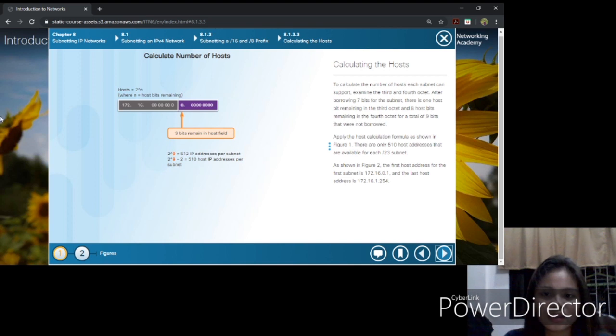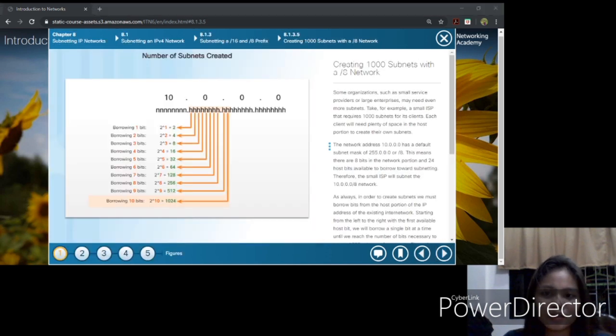Next is calculating hosts. To examine the third and fourth octet after borrowing 7 bits, the subnet has the 1 bit remaining in the third octet and the 8 bits remaining in the fourth octet. The total is 9 bits that we have not borrowed.